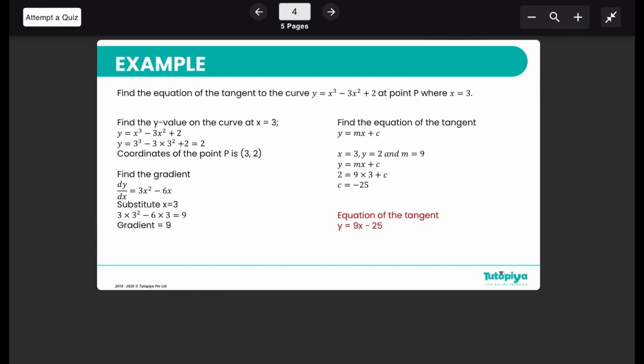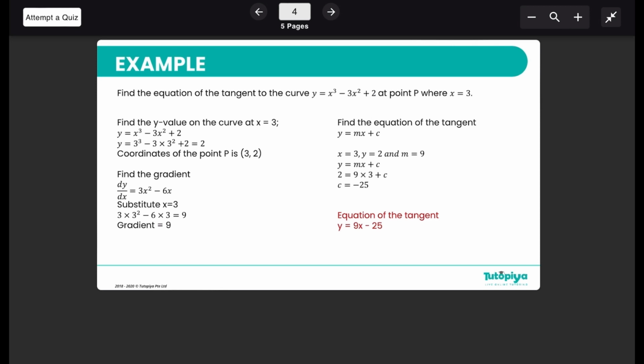So that is using my differentiation rules, right? Remember, multiply the 3 to the front, reduce 1 from the power. So x cubed will become 3x squared. Negative 3x squared will then differentiate into negative 6x. So this gives me the gradient formula. Using the gradient formula and the x coordinate, I can then substitute and find out that the gradient value is 9. And that is a must when I need to find the equation of the tangent.